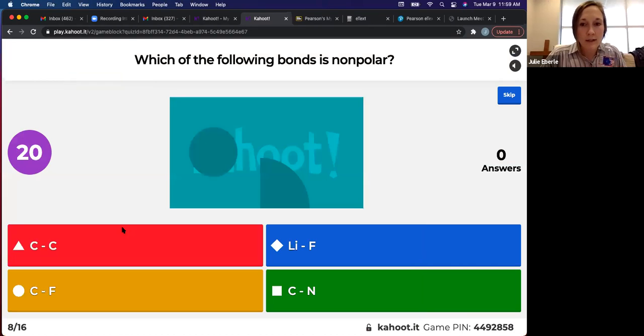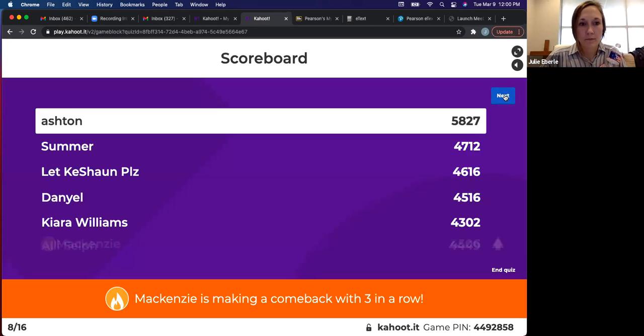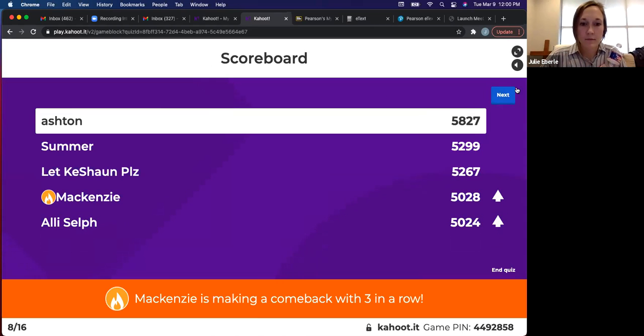Which of the following bonds is non-polar? One of these should scream non-polar. Okay, should be the carbon-carbon bond. Anytime you have 2 identical elements in a bond, that is non-polar. And most everybody picked that.